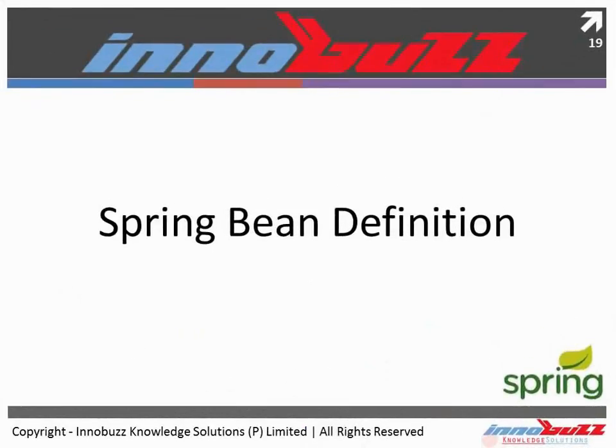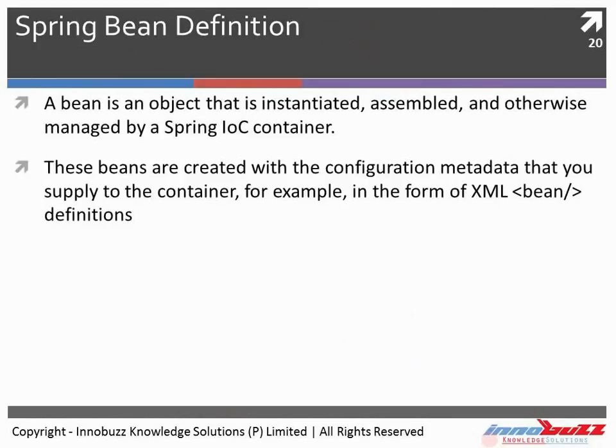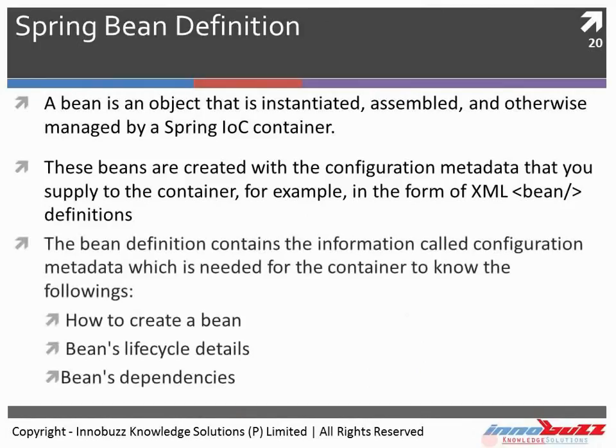Spring bean definition. A bean is an object that is instantiated, assembled, and otherwise managed by a Spring IOC container. These beans are created with the configuration metadata that you supply to the container. For example, the configuration metadata can be in the form of XML definitions. The bean definition contains the information called configuration metadata, which is needed for the container to know the following details: how to create a bean, bean's lifecycle details, and bean's dependencies.